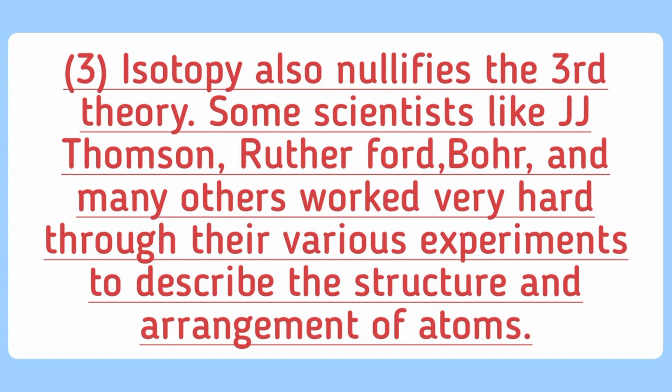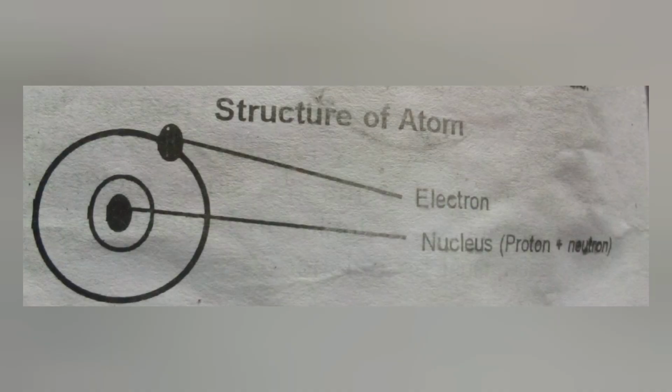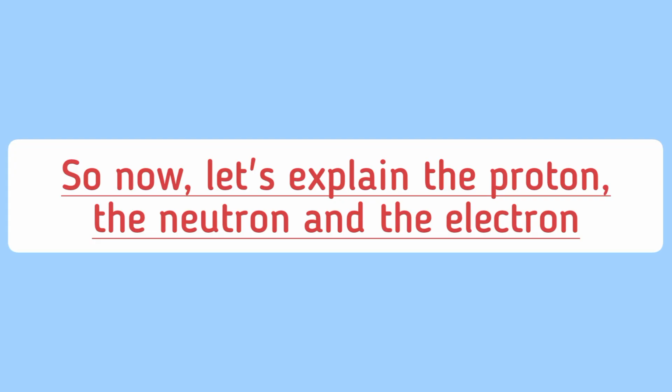Some scientists like J.J. Thomson, Rutherford, Bohr, and many others worked very hard through their various experiments to describe the structure and arrangement of atoms. Structure of an atom. So this is the structure of an atom. You can see the electron and the nucleus. The nucleus is the proton plus the neutron. That is it. So now let's explain the proton, the neutron, and the electron.